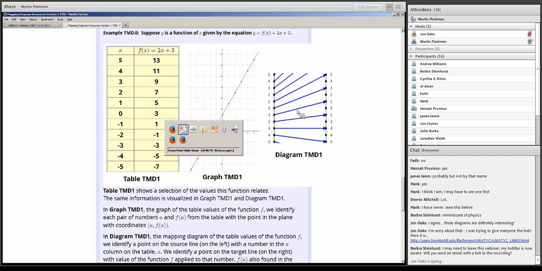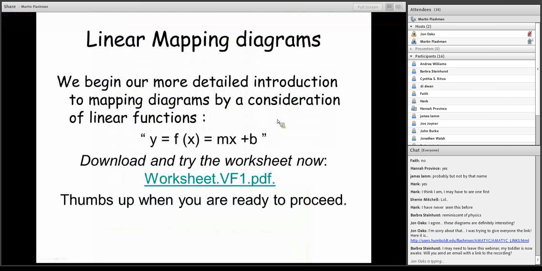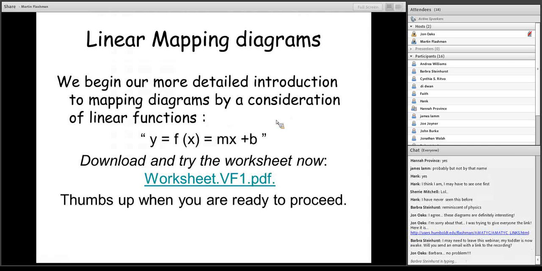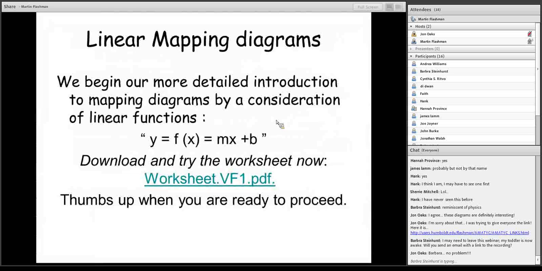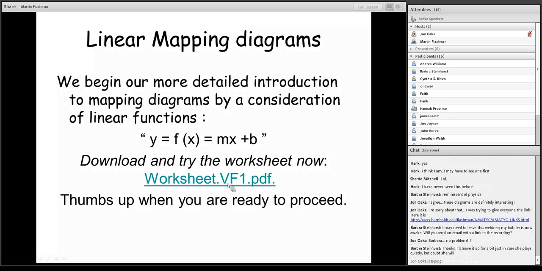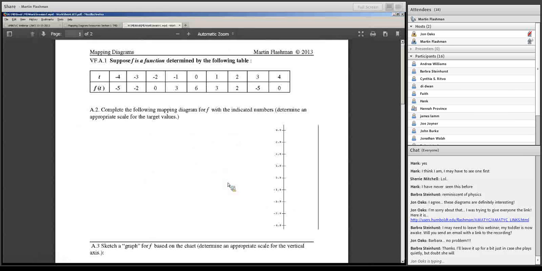Now I'm going to go back here to our linear mapping diagram, back to our resource. Looking at linear functions, I've put here a worksheet that you can download at your convenience. The link for this is here, and you can use this worksheet in a classroom. Here's what it looks like.